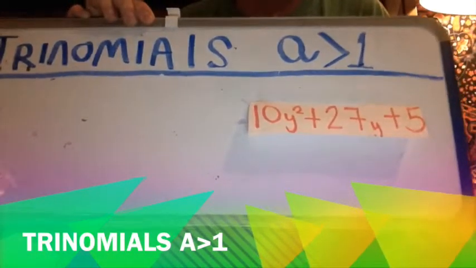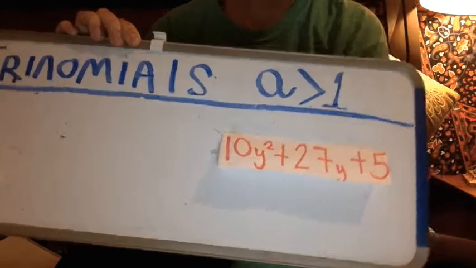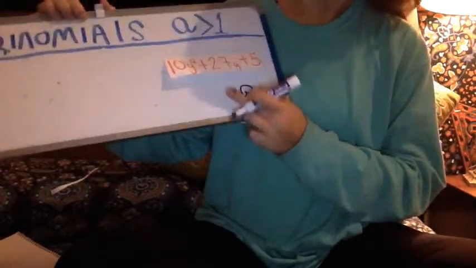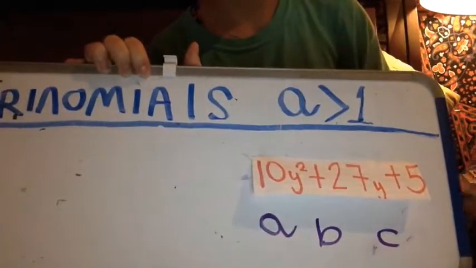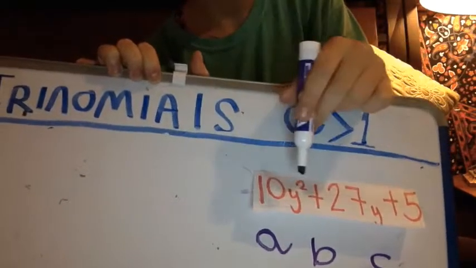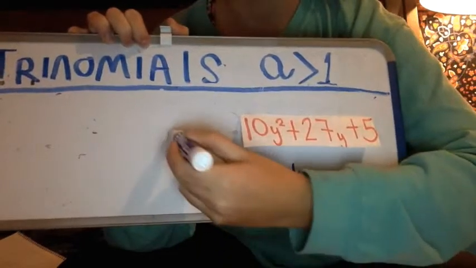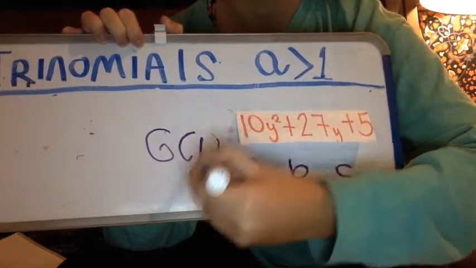Solving trinomials when a is greater than 1. First, identify a, b, and c. To start reducing this trinomial, we first analyze if they all share a common factor. You can see that they don't.